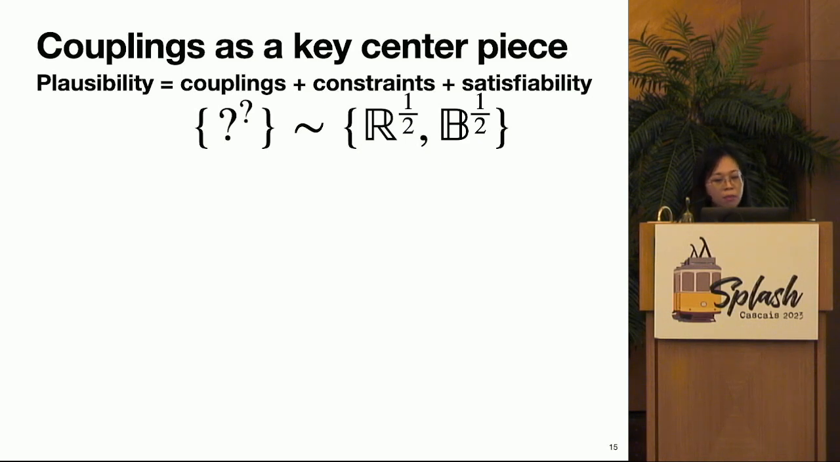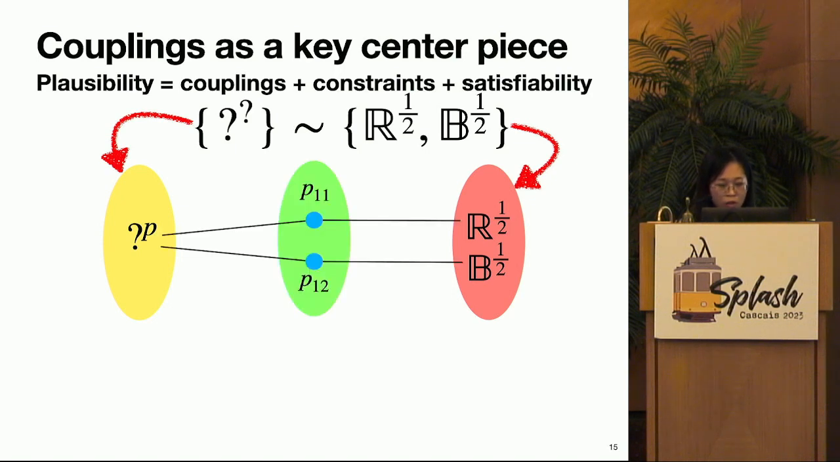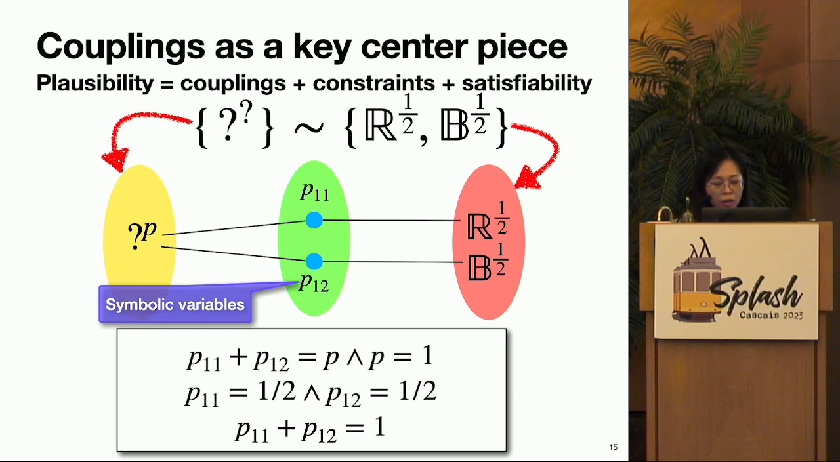At runtime, the main contribution is that we detect that coupling is a key centerpiece, and plausibility is composed of the use of coupling, the use of constraints, and the satisfiability of these constraints. For instance, if you have this consistency relation between unknown with probability unknown, and real with half probability and Boolean with half, then this unknown with probability is going to be represented like this, and on the other hand, this is going to be represented like this. So this will induce this lemma, this formula.